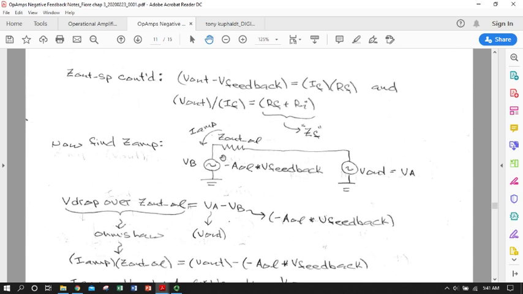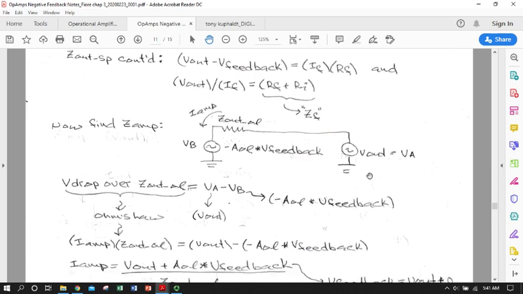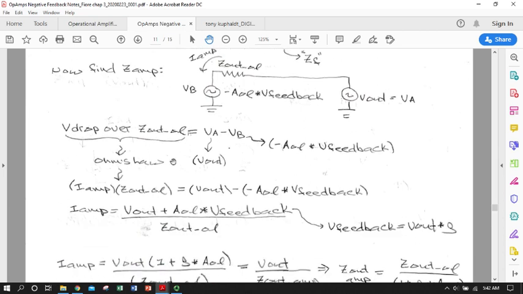So we're just applying Ohm's law again. And just for simplicity, I've defined the voltage at this point as VB, and the voltage output is VA. So we can look at the voltage drop over the output resistor. We're going to apply Ohm's law again, is VA minus VB. And VB is negative open loop gain times V feedback, and VA is V out. So pretty easy. Well, the voltage drop over a resistor is also the current flowing through the resistor times its resistance. Hey, Ohm's law to the rescue again.